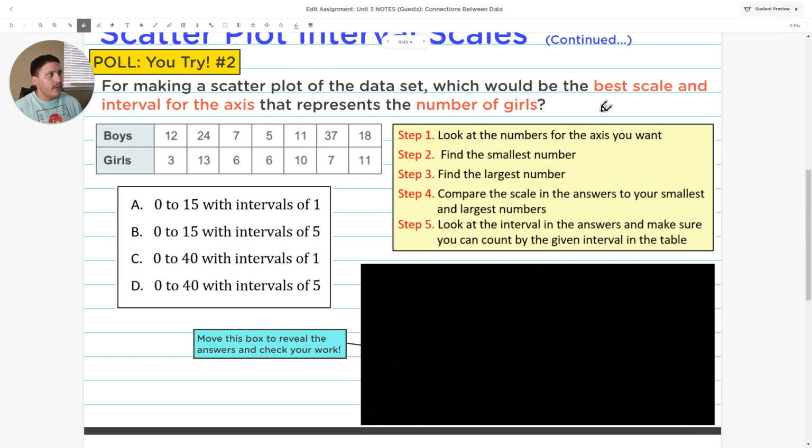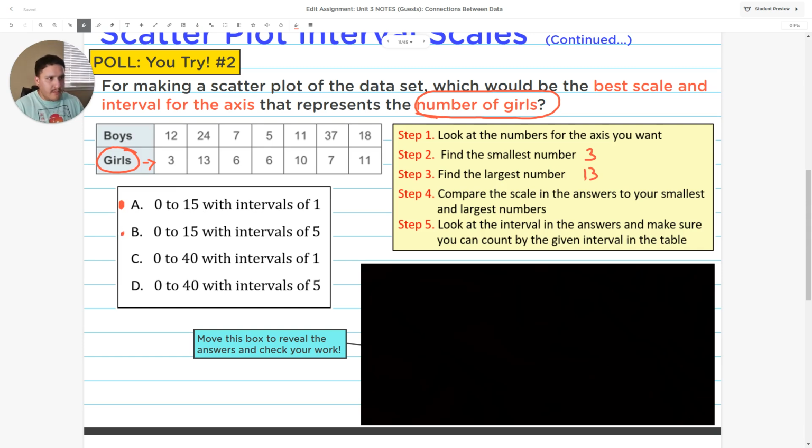So first things first, this is the best scale and interval for the axis that represents the number of girls. So this part of the table is what I'm looking at. Now I need to identify the smallest number and the largest number. Smallest number in this case looks like it's a 3, and then the largest number is 13. So I know my answer is going to be between 3 and 13. So let's look at A through D. 0 to 15, that's a possibility.